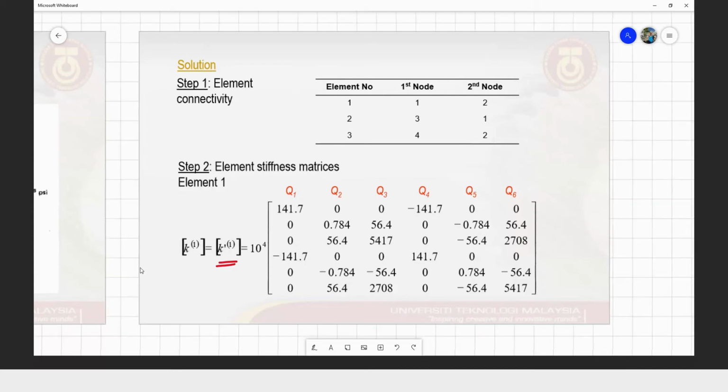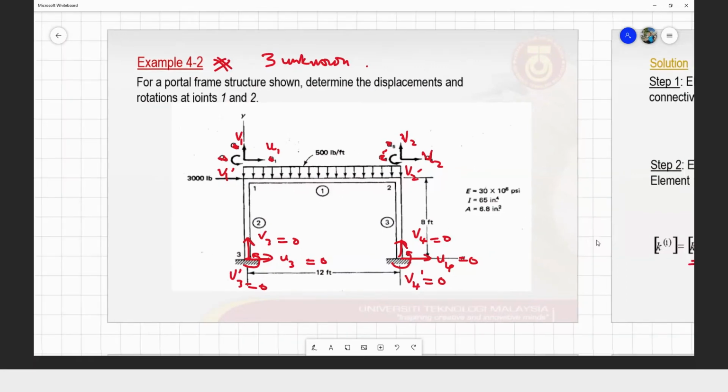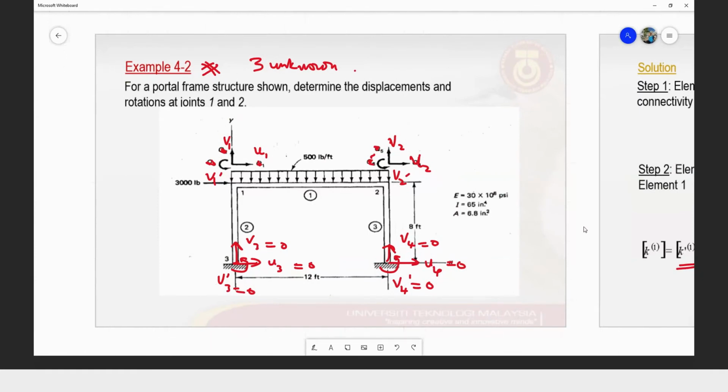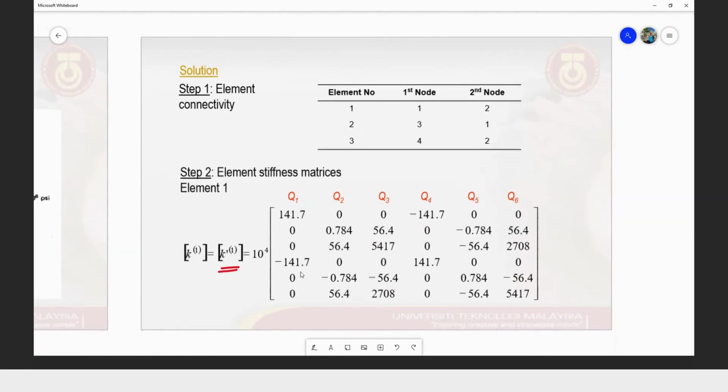What is element number 1 in these figures? The one that is positioned perfectly horizontal. For the frame elements that lie on the horizontal line, the global K is equal to the local K. That is due to theta equal to 0. So the local equals the global.